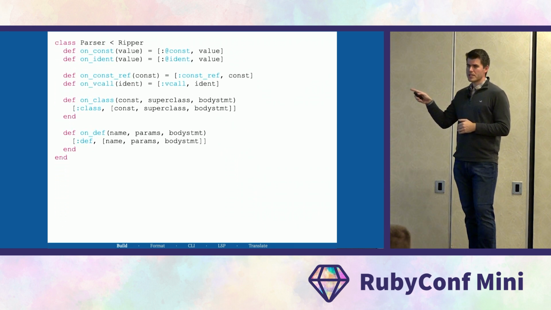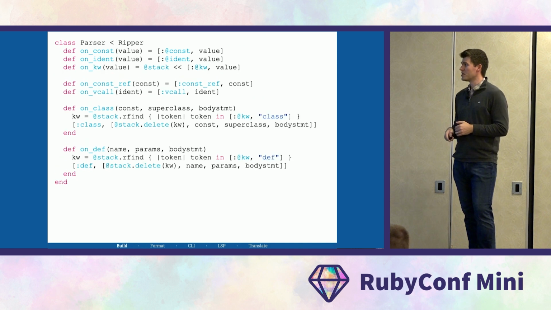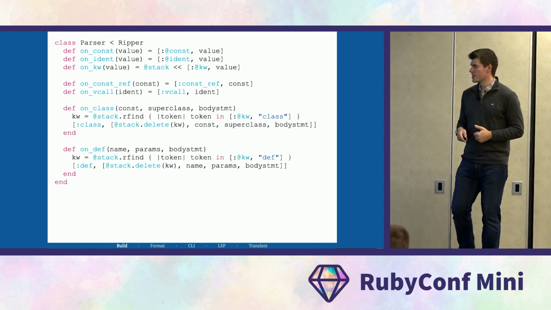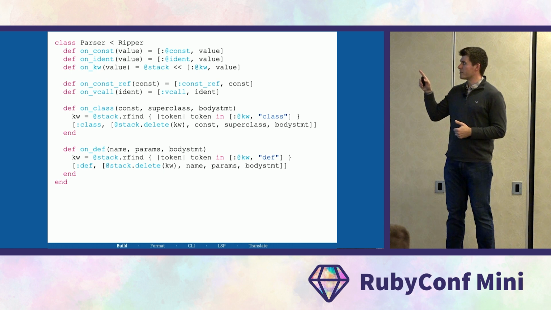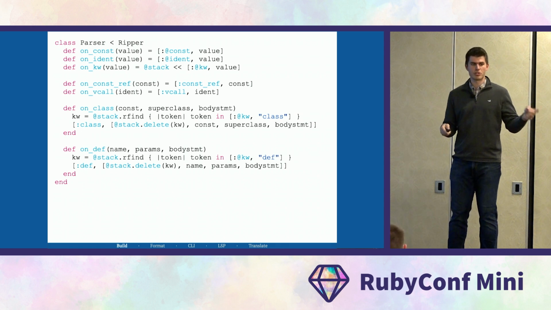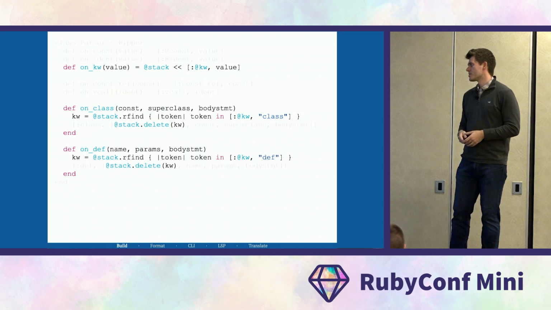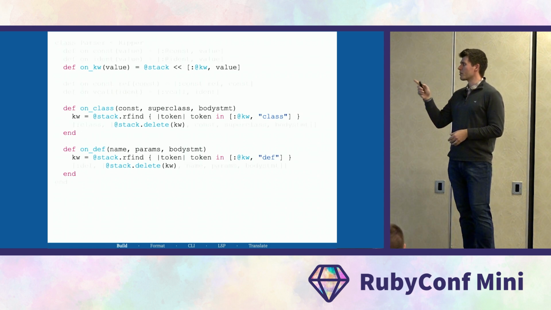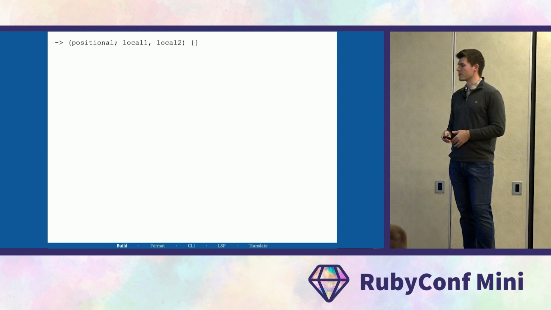So the issue with this is that it doesn't actually have any location information, so if we want to add some location information, we're going to need to keep track of additional things. We're going to need to keep track of keywords as they come in. We're going to build up a stack, and then onClass and onDef are going to go find those keywords that determine the bounds of the node. So you can see here, this is what we're doing. We're finding the last one that was pushed onto the stack, and then we're going to go and delete that in order to determine our bounds.